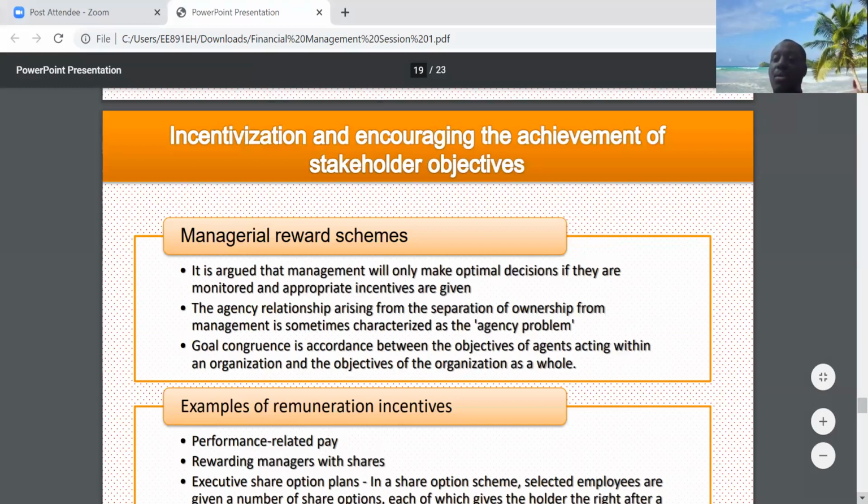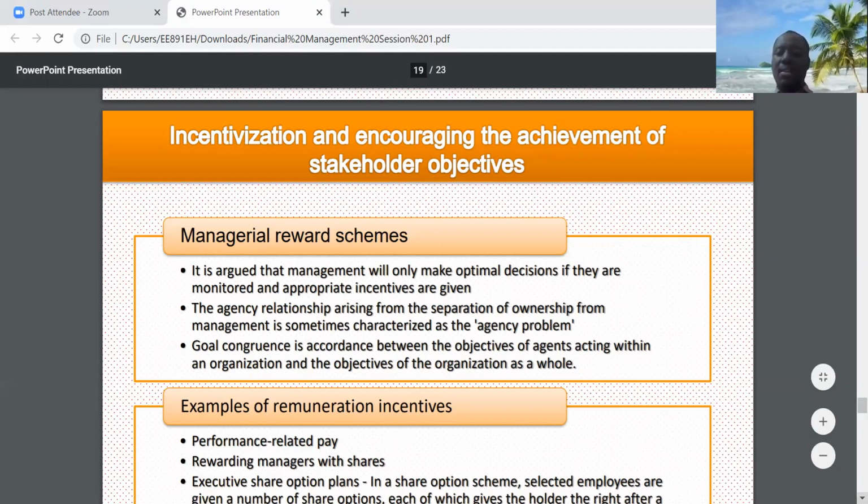The principal contracts the agents to do some work for them, basically to serve their interests. So owners hire managers in order to work for them, to serve their interests and ensure the growth of the firm. The agency problem arises when there's a clash between the interests of these two parties, owners and managers. So we need to ensure what is called goal congruence. Goal congruence is basically the agents, who are the managers, acting in line with the organizational goals. They are not acting for their own selfish interests, but in line with the organizational goals.